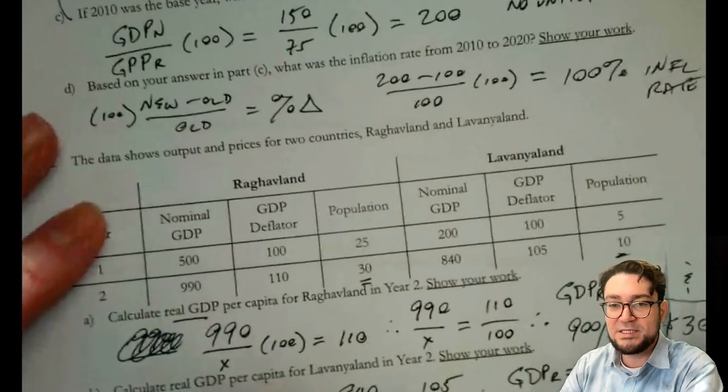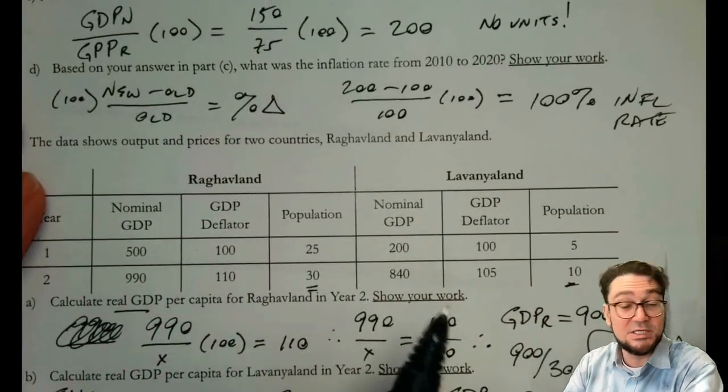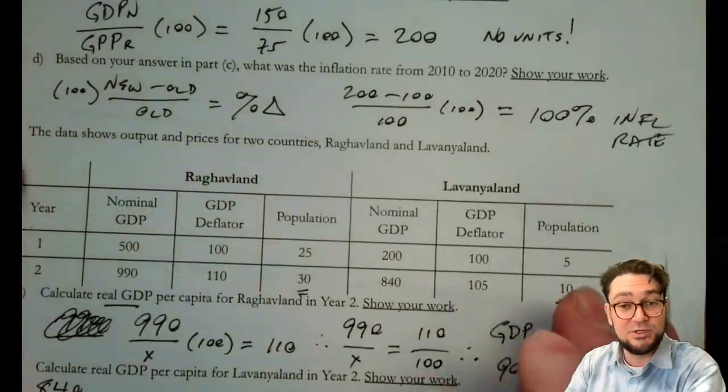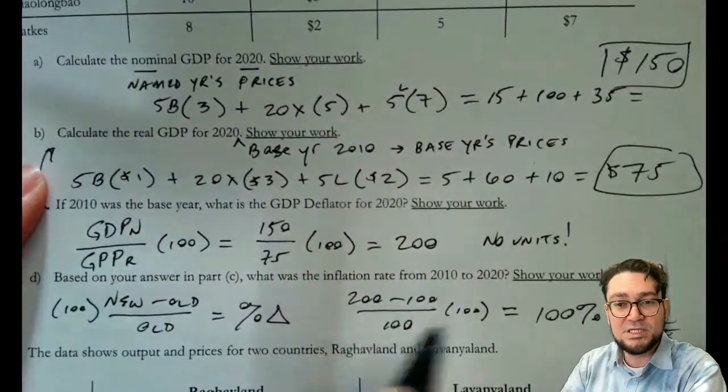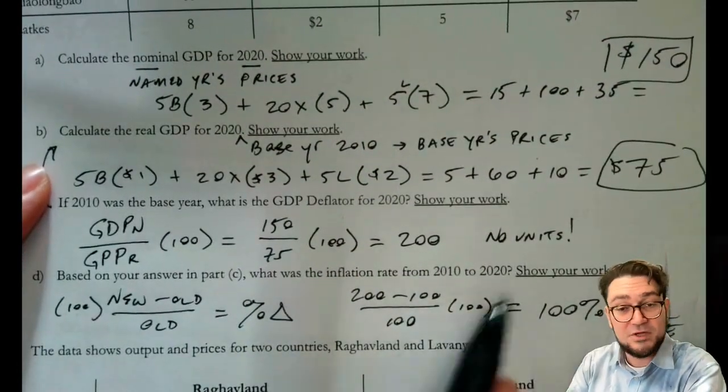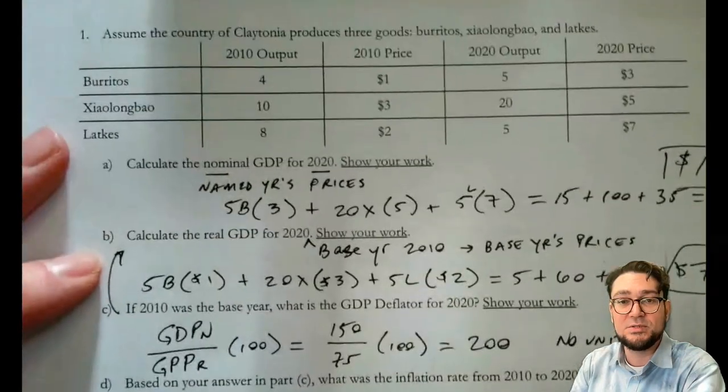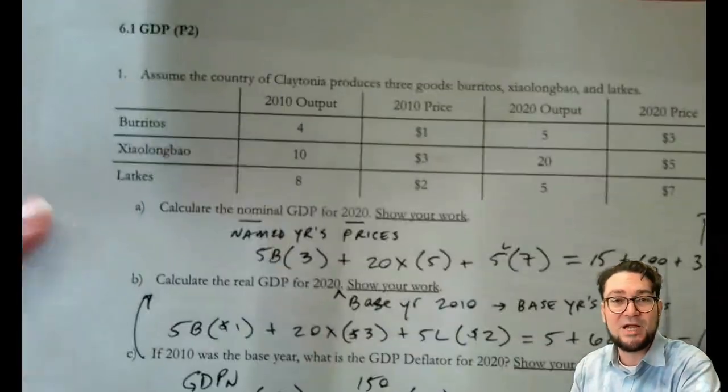So hopefully this helped you make sense of switching back and forth to use the GDP deflator to find the real GDP, to find the real GDP per capita, and also to use the GDP deflator to find the inflation rate, another important characteristic of working with GDP.